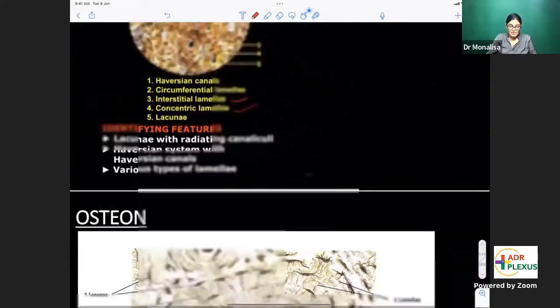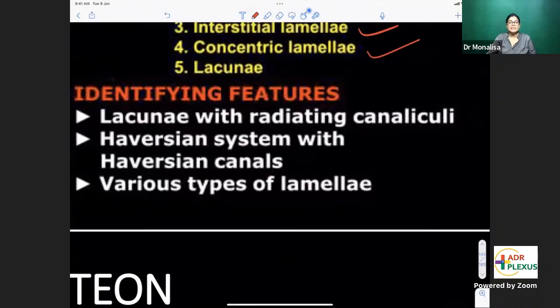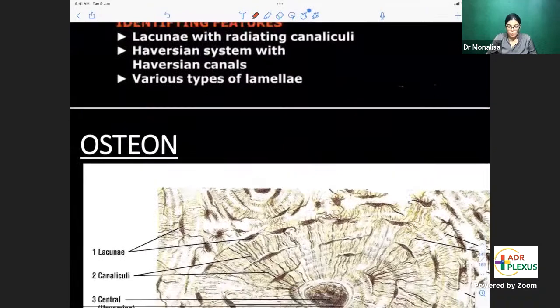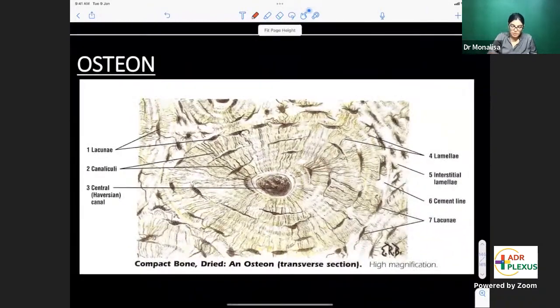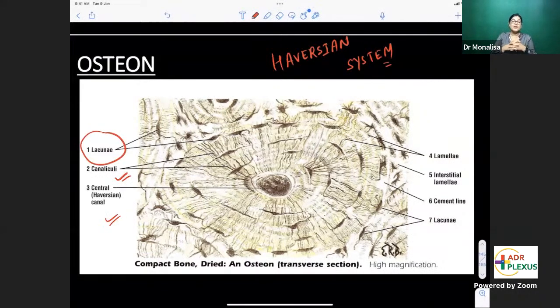So also you can see the identifying features: lacunae with radiating canaliculi, the Haversian system, and various types of lamina. Also, I want to show you the enlarged view of an osteon, which is also called the Haversian system, which is the characteristic feature of the compact bone transverse section. You can see the lacuna in which osteocytes reside, and canaliculi for the communication of different osteocytes. Also, you can see the laminas. In between, the concentric lamina is the interstitial lamina.